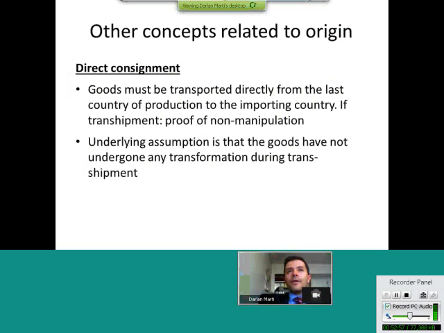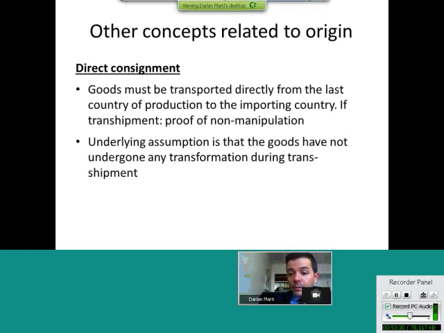Now, there are a few other concepts related to rules of origin which you would need to understand before we can have a discussion about the effect of rules of origin. First one is direct consignment. This is something that is found in all preferential agreements, and basically the underlying assumption is that the good must be exported directly from the producing country to the consuming country.